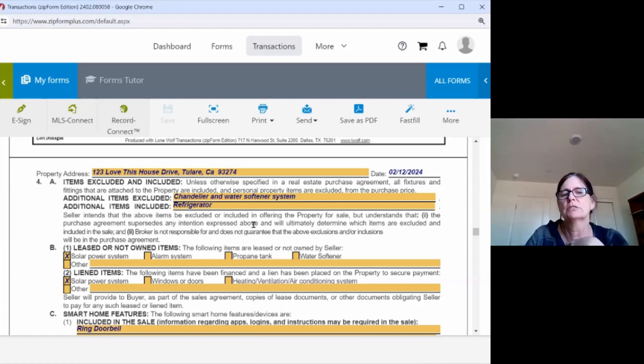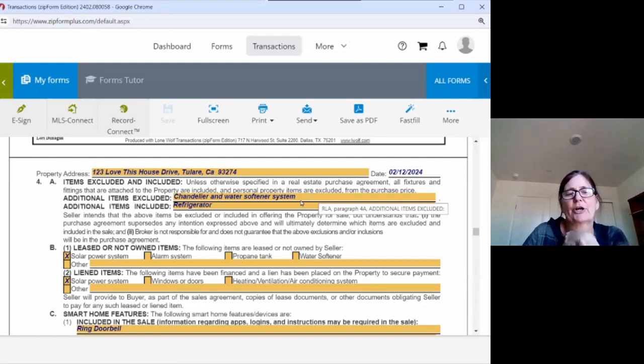Because if you don't, then you've got unhappy seller and buyer, because buyer thinks they're keeping these things, seller thinks they're keeping these things. Agent might end up paying money to one or the other just to make everybody happy. And so these are important things.